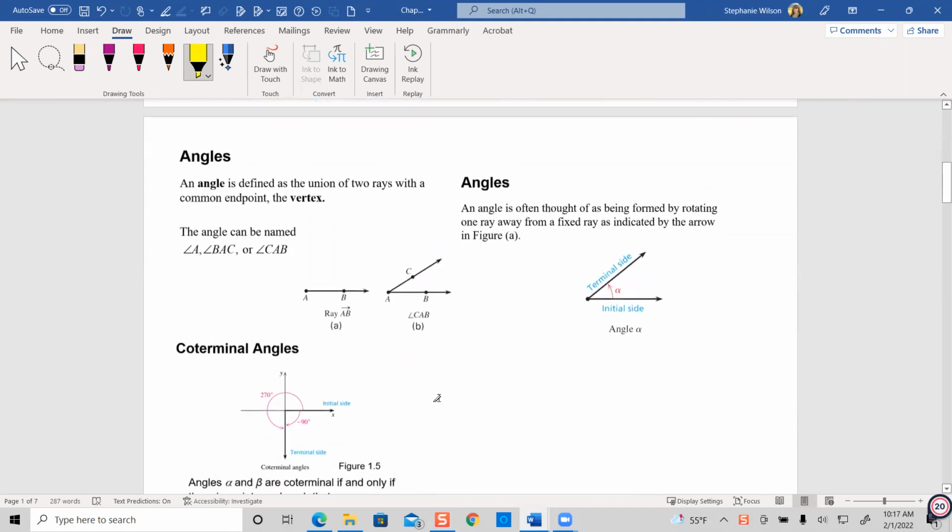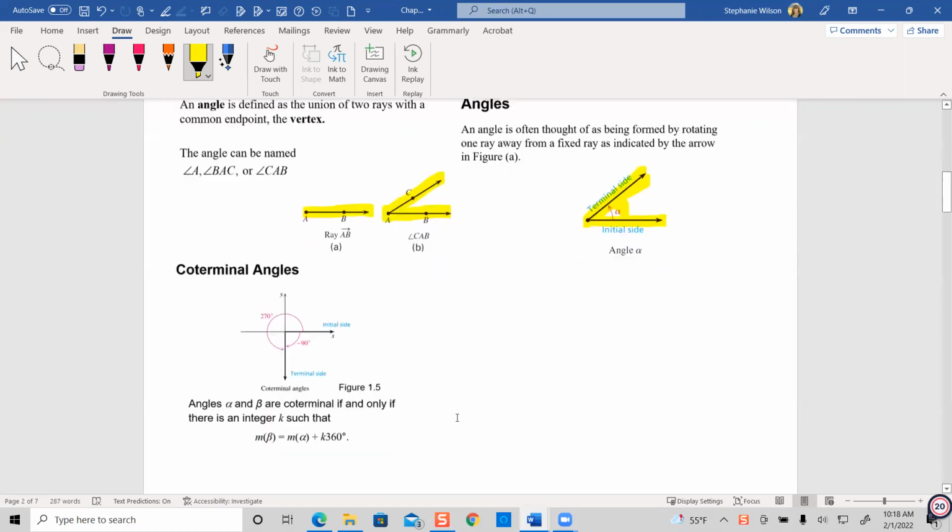Whenever we talk about an angle, it's defined as a union of two rays with a common endpoint. So we have two rays. Here's a ray, and the common endpoint is right here where they're connected. This shows a ray from A to B and then B onward. An angle is often thought of as being formed by rotating one ray away from a fixed ray. Here we have the terminal side and the initial side. On the initial side, we have the angle that goes up to the terminal side.